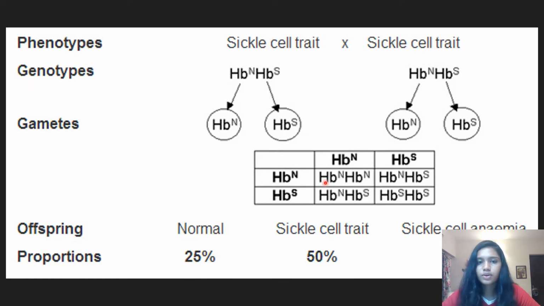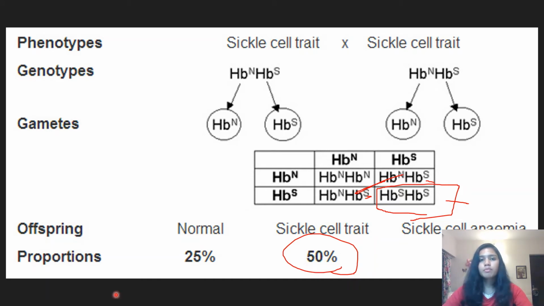And then what are the results you get? You get HBN, HBN, which is normal blood, HBN, HBS, HBN, HBS, which is the sickle cell trait, and HBS, HBS, which is the sickle cell anemia, finally. So you have a 25% chance for normal, 50% chance for sickle cell trait, and 25% chance for sickle cell anemia. And that is basically how the crossing of the diagram works because the allele still remains in the population. So the 25% who get sickle cell anemia may die, but the carriers will be able to crossbreed and produce offspring again, and that will result in a 50% sickle cell trait ratio as well. That is how the allele remains in the population.